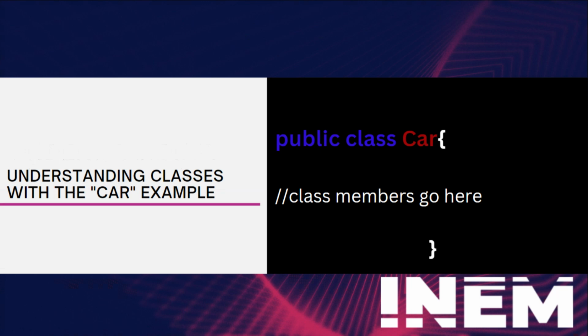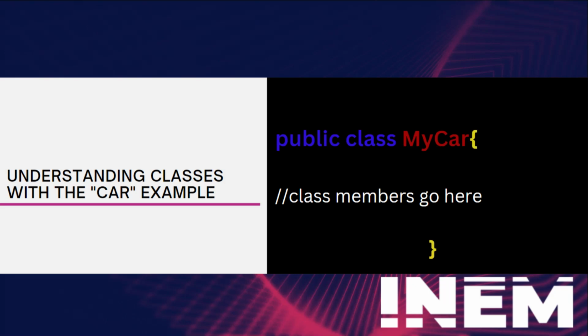Now, let's dive into a practical example to understand classes better. We'll take the car class as our example. To define a class in Java, you start with the keyword class. It's like laying down the foundation for creating something new. Here's how it looks in code. Notice that Car is the name of our class. In the world of Java, class names follow a specific convention. They're capitalized and use camel case, making it easy to distinguish them.